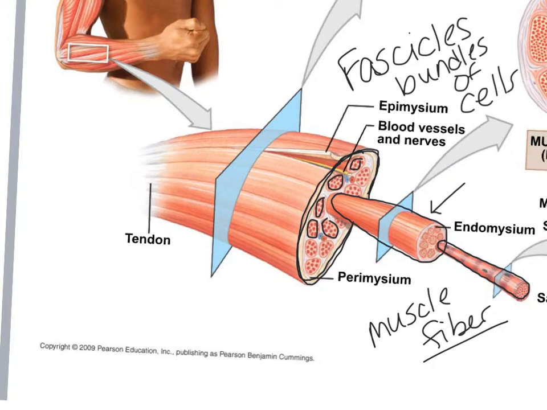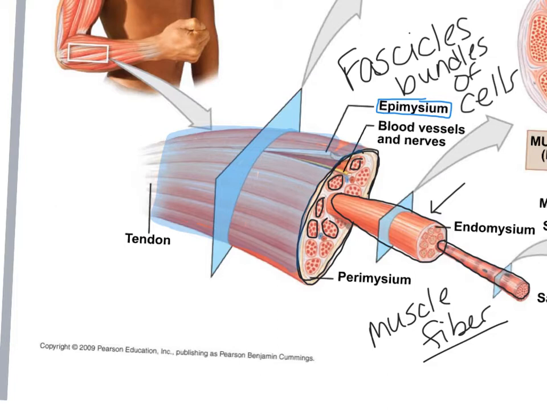Now we also have connective tissues that surround each one of these three things. So we have a connective tissue that surrounds the bulk of the muscle on the outside, right? So that surrounds the whole outside. It wraps that muscle up into a nice little neat package. And that connective tissue, we call the epimysium. That surrounds the whole muscle.